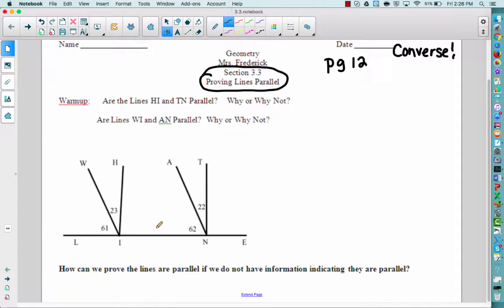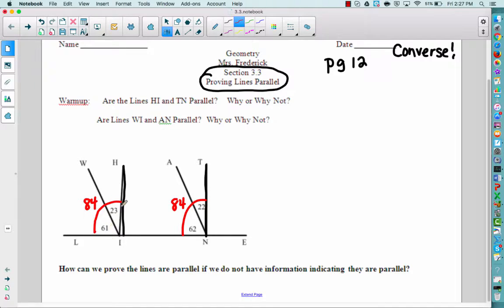All right, so let's look at this first diagram. It says, are the lines HI and TN parallel? Why or why not? Well, they certainly appear to be parallel, but we have to figure out a way to prove that they are parallel. So I saw these numbers, 61 and 23, and I was like, wait a second. If I add those together, that gives me 84. And then 22 and 62 also gives me 84.